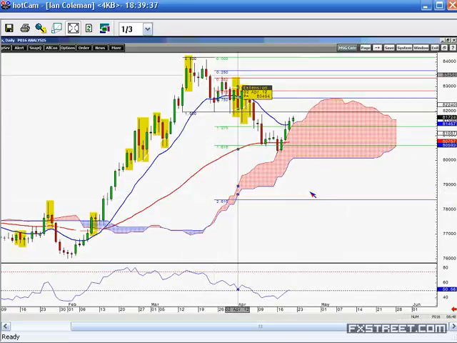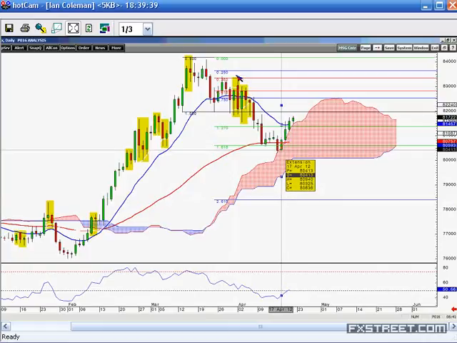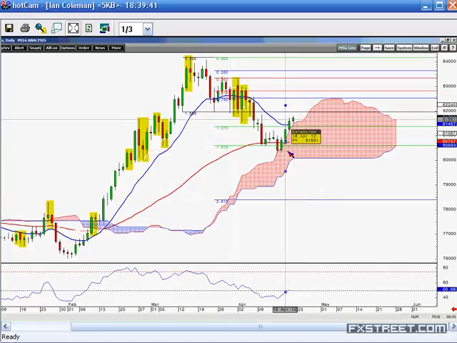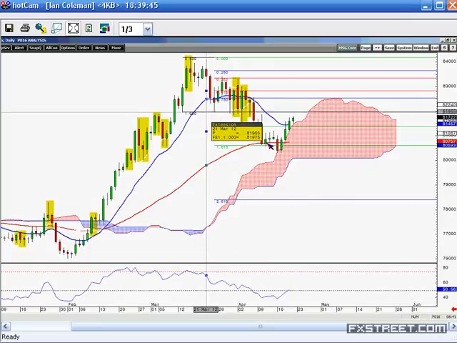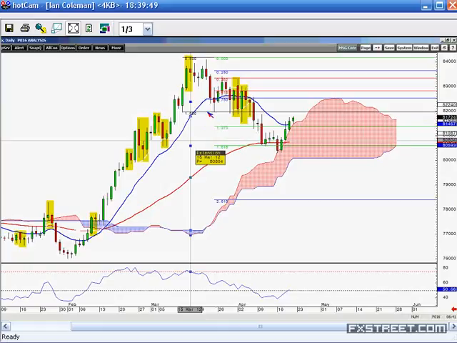Let's do the extension tool. Just lines up a little bit too well for me. Okay, 1, 2, impulse move down, 3, and then this move up. Now this move up has been pretty straight line at the moment, so this area is key.